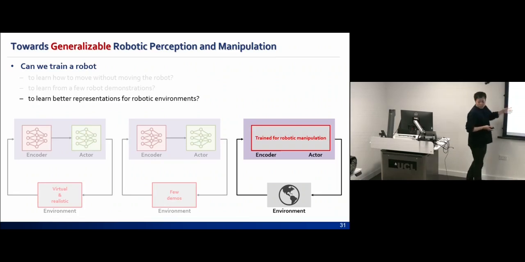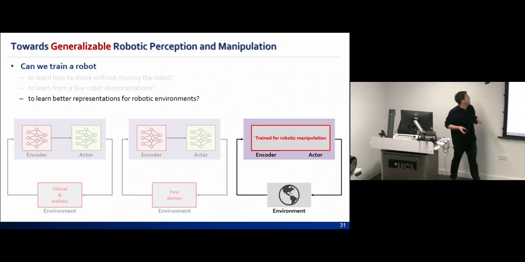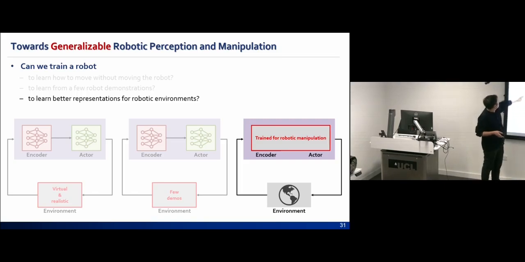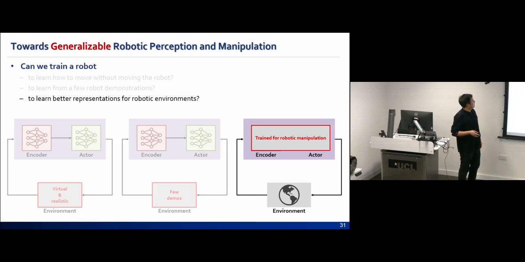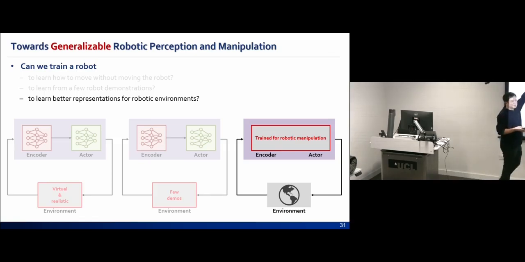Okay, then the last one. Yeah, the last one is, can we train a robot to learn better representations for robot environments? So we did a few shot training here. Then we just decided to move on to the full training.